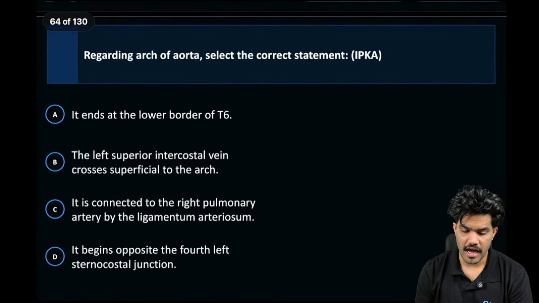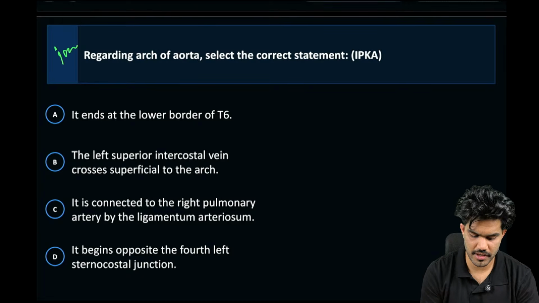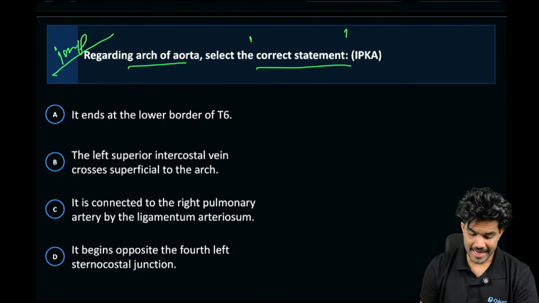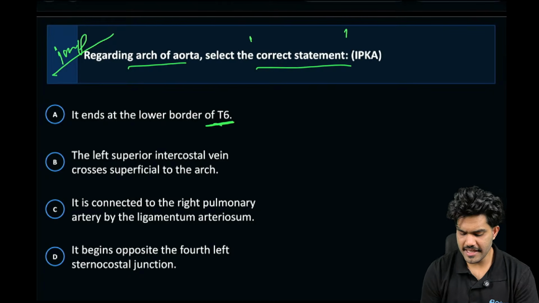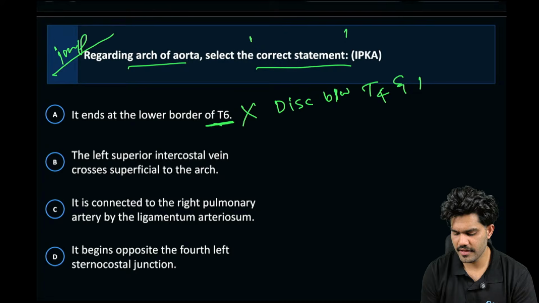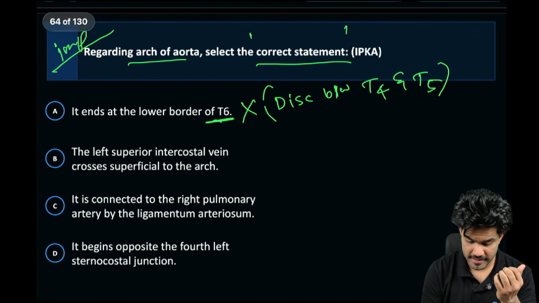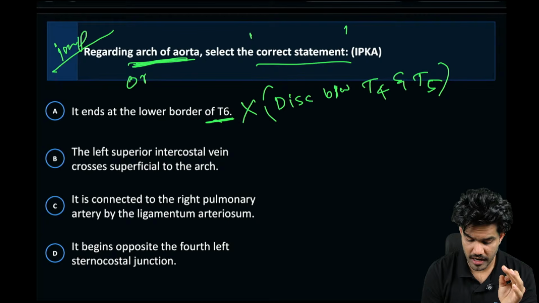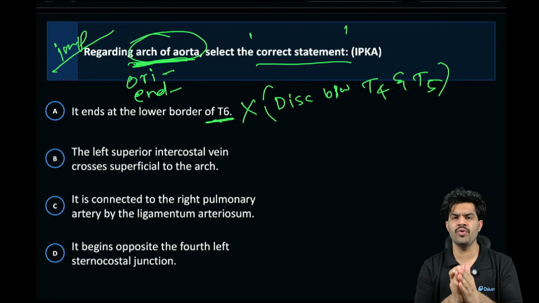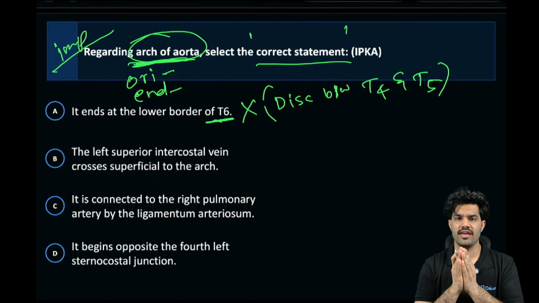Let's see regarding the arch of aorta. It's a very important question. Select the correct statement. It ends at the lower border of T6? No, it's the wrong answer. It ends in the disc between T4 and T5. Guys, from the textbook itself, you have to know the origin and ending of every great or large vessel. Please focus.